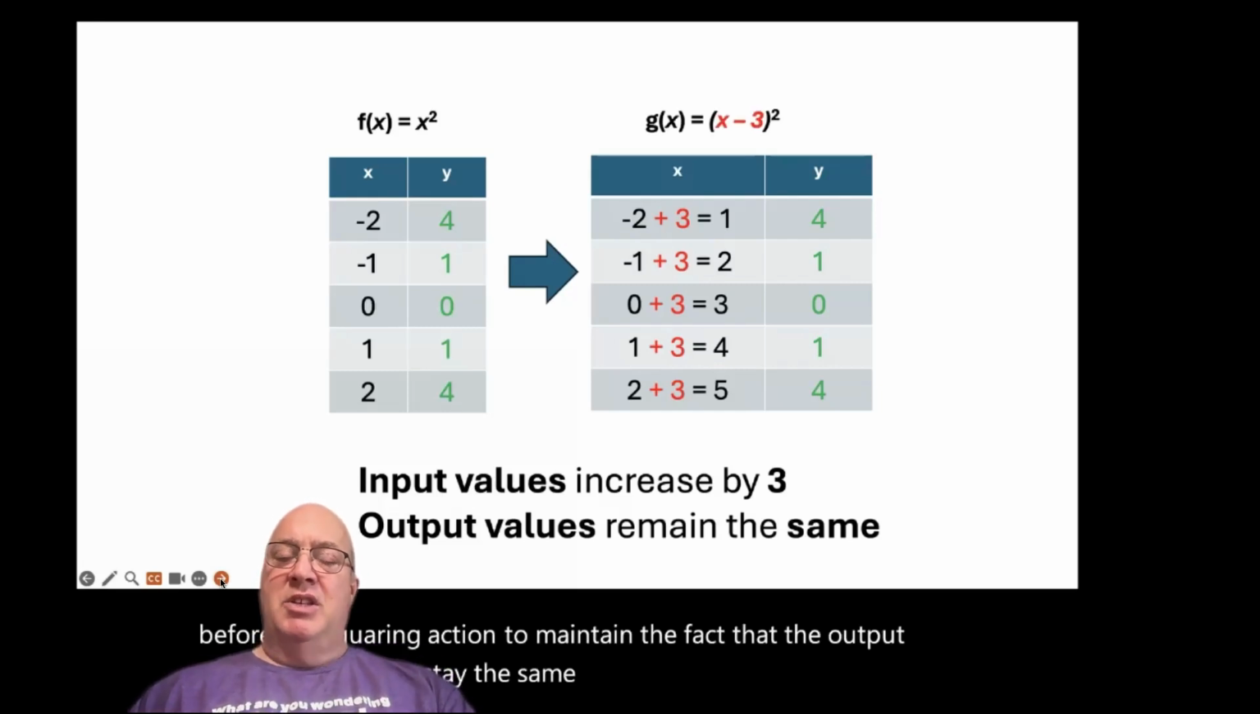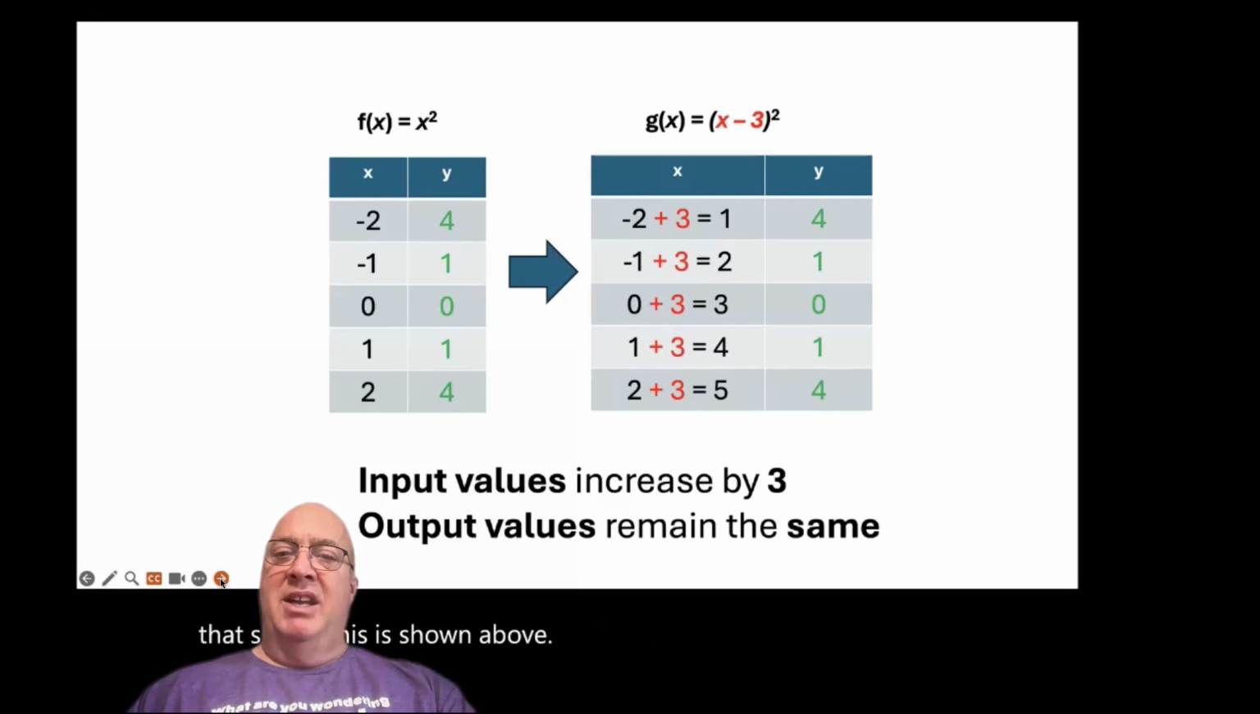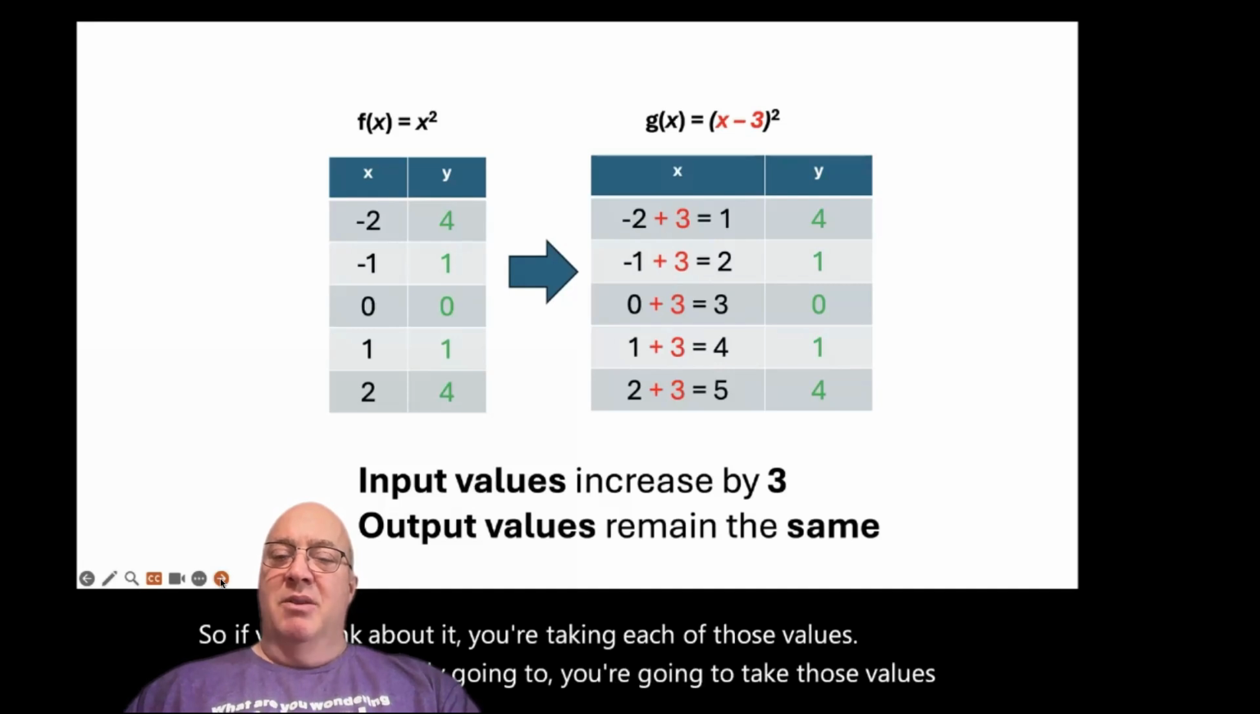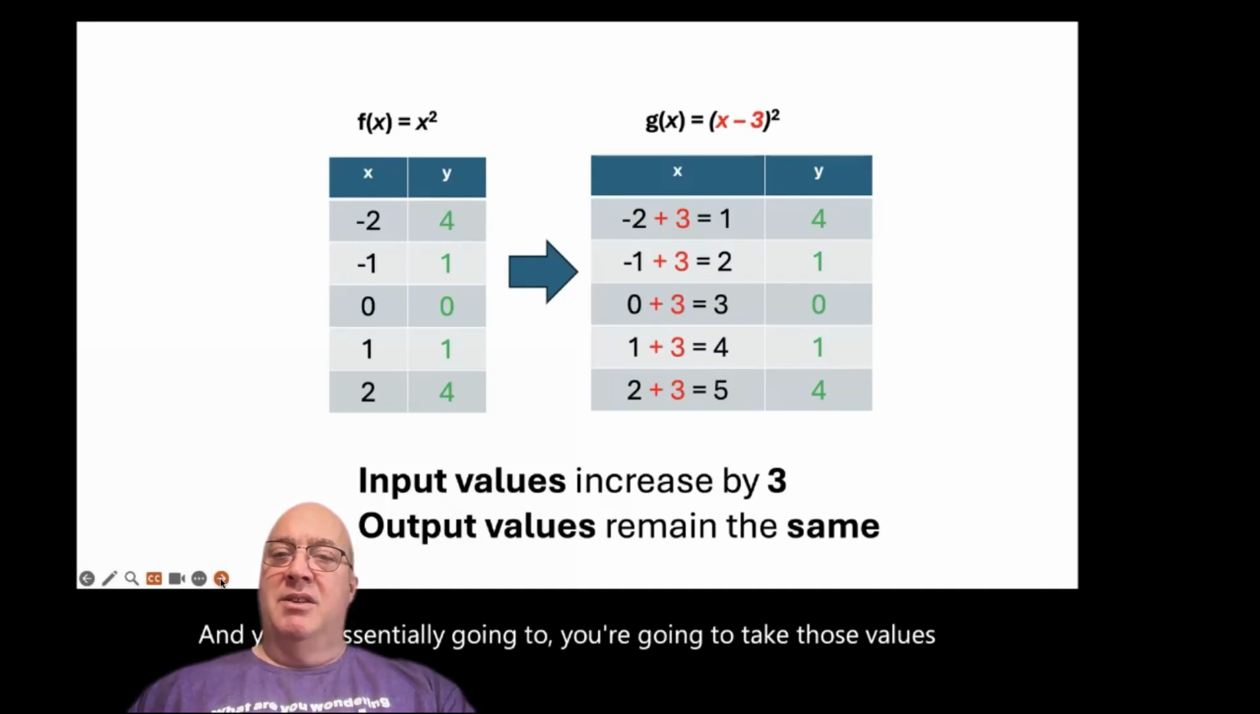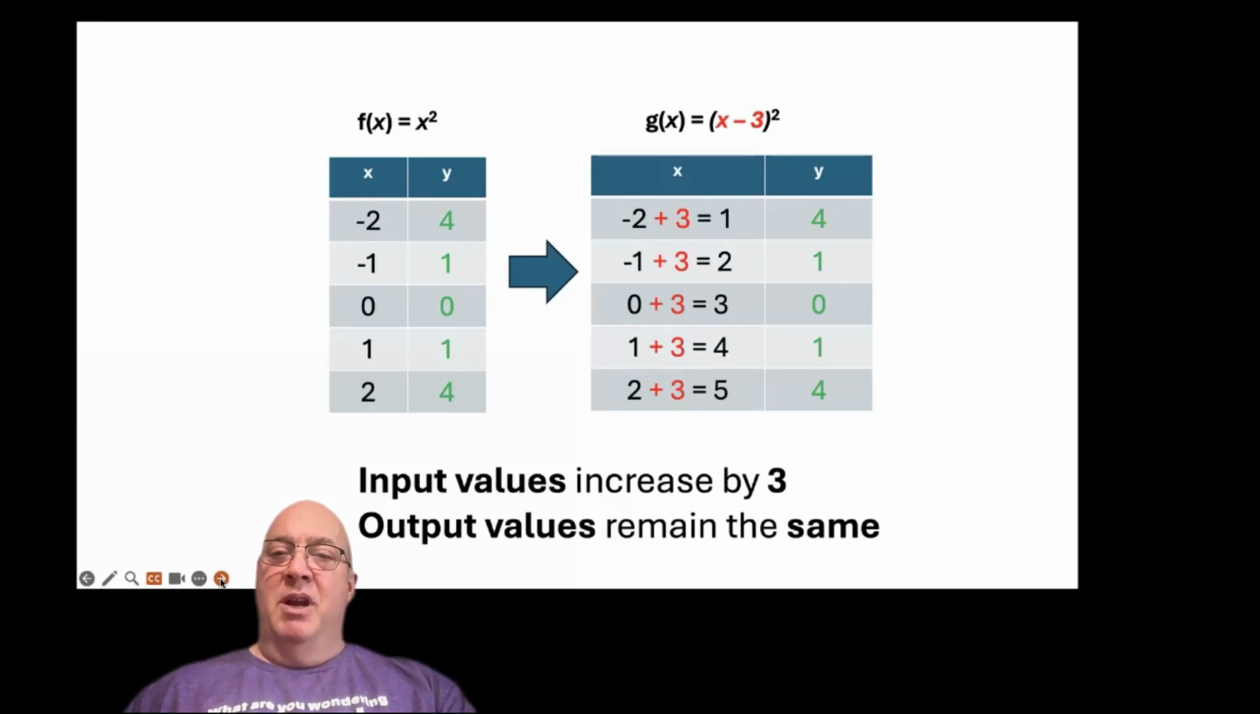So the functional relationship that shows this is shown above. If you think about it, you're taking each of those values and you're going to substitute in 1. Again, 1 minus 3, quantity squared is 4. And for 2, 2 minus 3 is negative 1, quantity squared is 1. And so now we've shifted each of those x values 3 units to the right. We've seen that visually in the graph, but we also want to describe that symbolically.